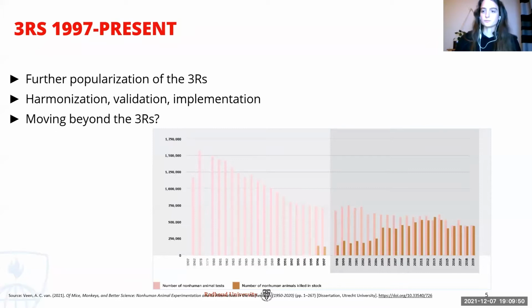And then this popularization of the 3 R's continues until present time, I think. I think in most countries the 3 R's are still the dominant paradigm, and also during this time more and more institutes and universities develop things like 3 R's centers. But there is a bit of a shift in focus, or rather a broadening of focus.